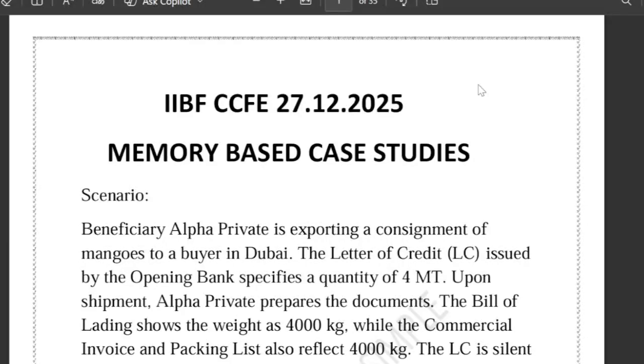Today we are going to discuss IIBF CCFE, that is Certification Course in Foreign Exchange Operation. 27 December 25 memory based case studies question.